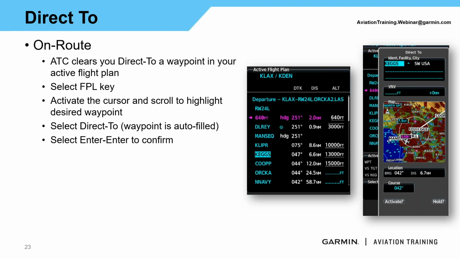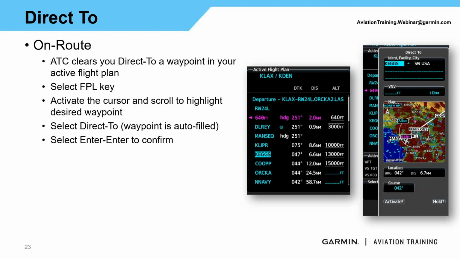I don't want to just type out KEGS with the big knob, little knob, doing that 5 times. It takes a little while. So I highlight the field, press the Direct To hard key, and then I can press enter to confirm. Now, the big difference on-route is that it is going to sequence. So once I get to KEGS, it's going to sequence to the next waypoint, on to COOP.